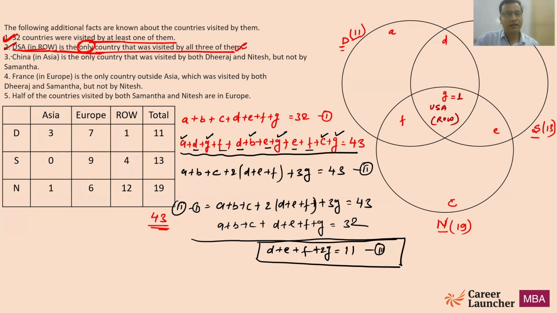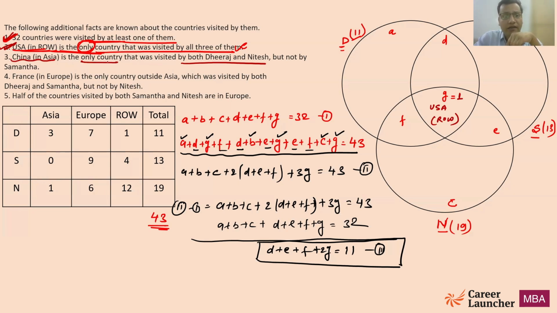Look at question number 3. So I marked, we have completely used statement number 1, and we have also used the second statement. Now look at the third one. China is the only country that was visited by both Dheeraj and Nitesh, but not by Samantha. Okay, so China, which is in Asia, right? So it is the only country.